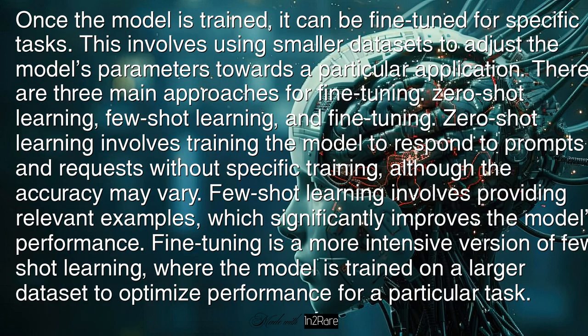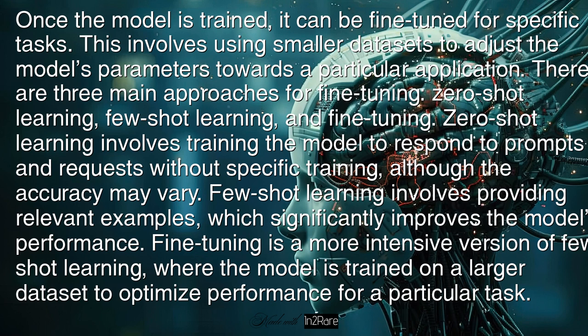Once the model is trained, it can be fine-tuned for specific tasks. This involves using smaller datasets to adjust the model's parameters towards a particular application. There are three main approaches for fine-tuning: zero-shot learning, few-shot learning, and fine-tuning. Zero-shot learning involves training the model to respond to prompts and requests without specific training, although the accuracy may vary.